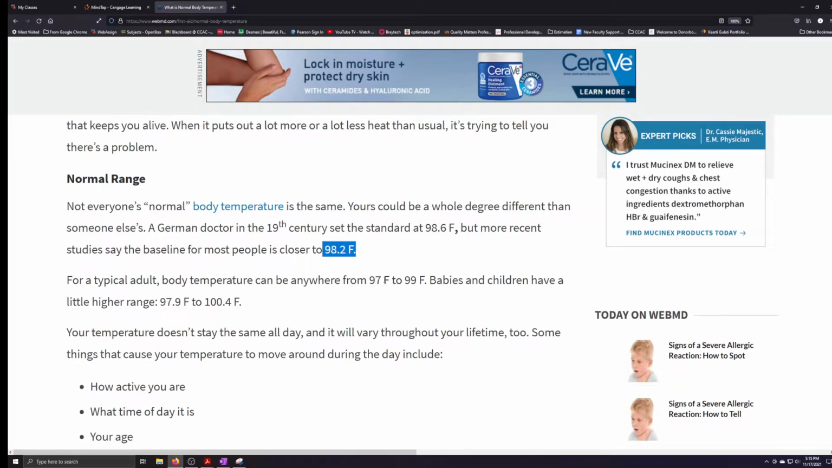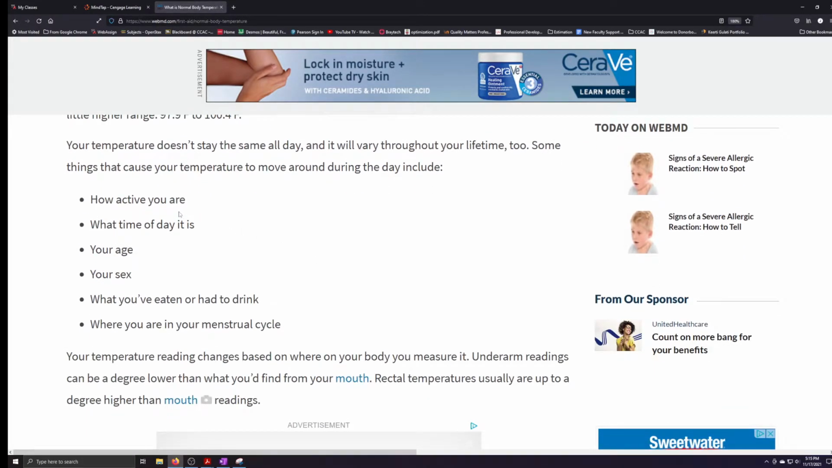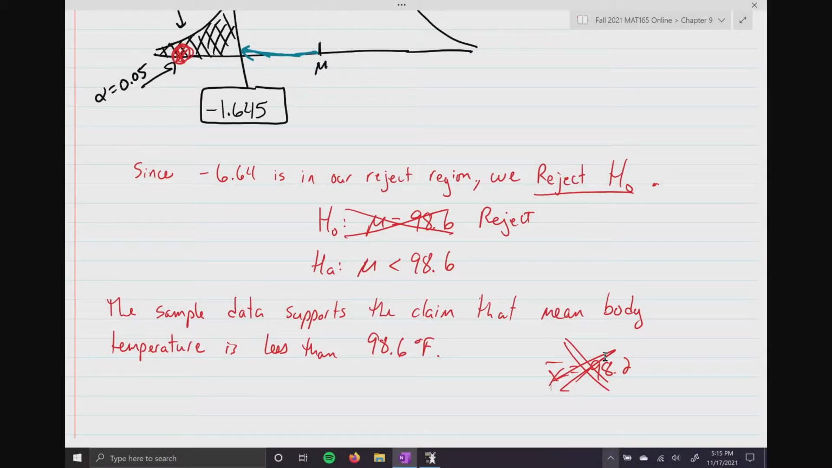So, and there's all these different things that actually contribute to that. How active you are, time of day, your age, sex, what food you have eaten, where you are in a menstrual cycle. I mean, all these different variables contribute to this. So, this is how important our statistical studies really are, which is if somebody makes a claim, we're going to test it.